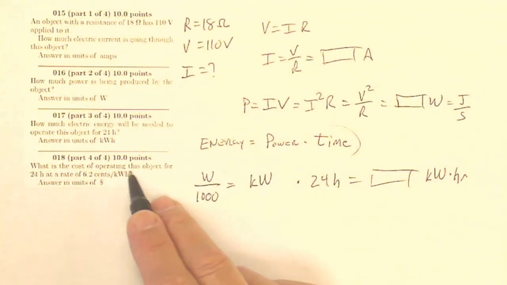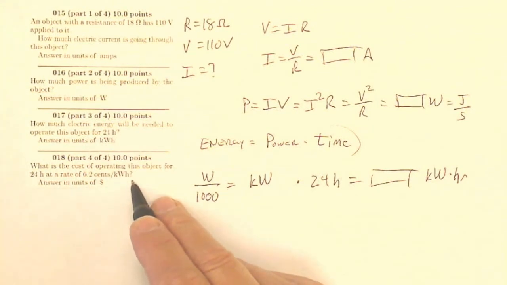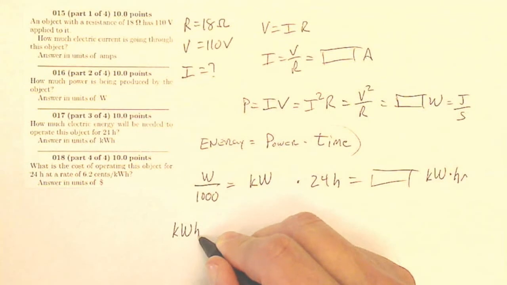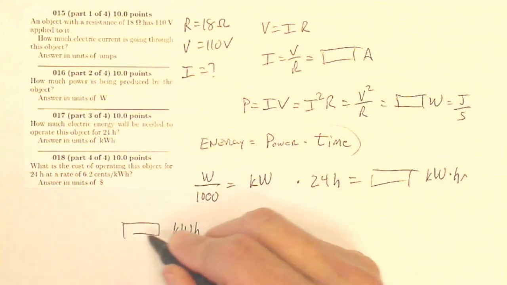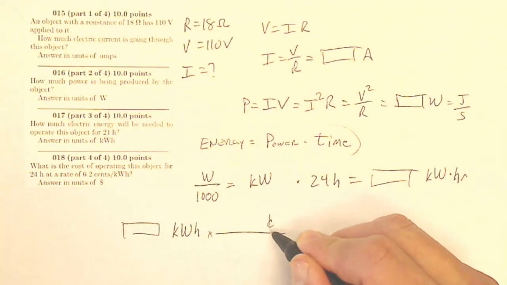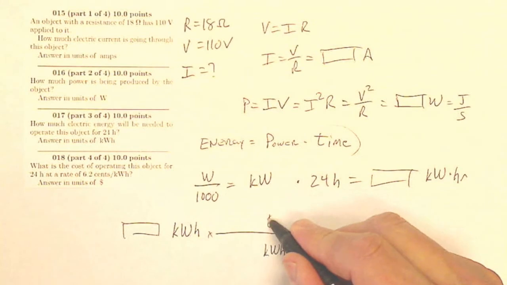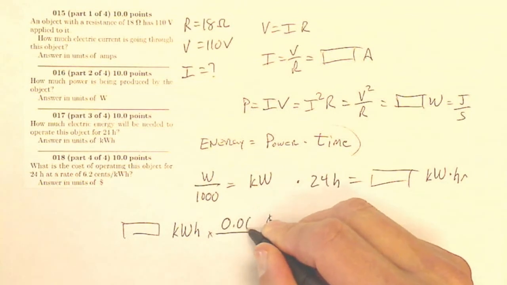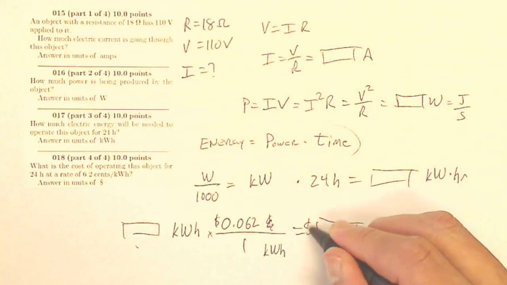Finally, what is the cost of operating this object for 24 hours, the same amount of time, at a rate of 6.2 cents per kilowatt hour? So now I've got kilowatt hours, I want cents. If I take my kilowatt hours, kWh, and multiply it by cents per kWh, and it says answer in units of dollars, so let me make this into dollars. I have 6.2 cents, so that'd be $0.062 per kilowatt hour. So I'm going to take this times 0.062, and that will give me how many dollars it'll take to operate.